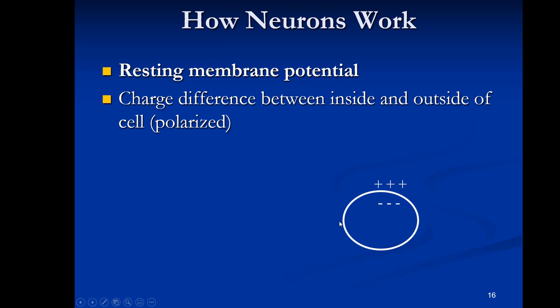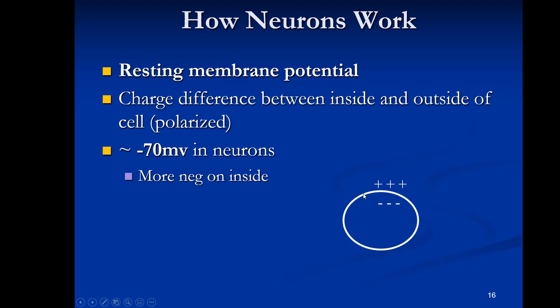Let's assume this is a neuron. So the inside has more negative charge, the outside has more positive charge. All right, so when you get that in a cell, we say this cell is polarized. So this is a polarized cell. If it was non-polarized, the charges would be equal across. So there's a charge difference here, so we'll say that this cell is polarized.